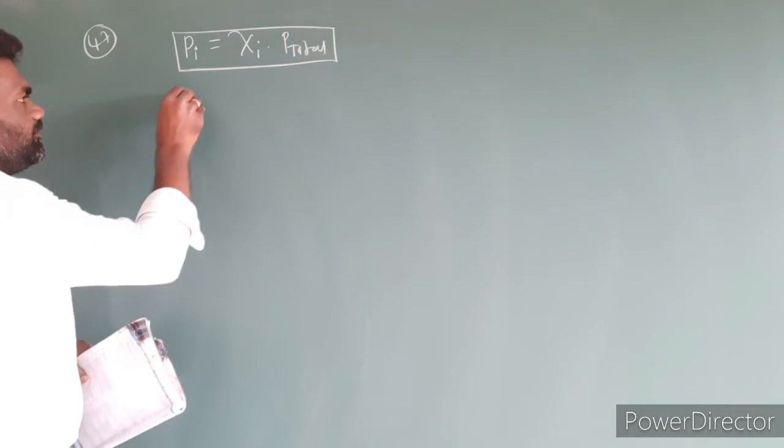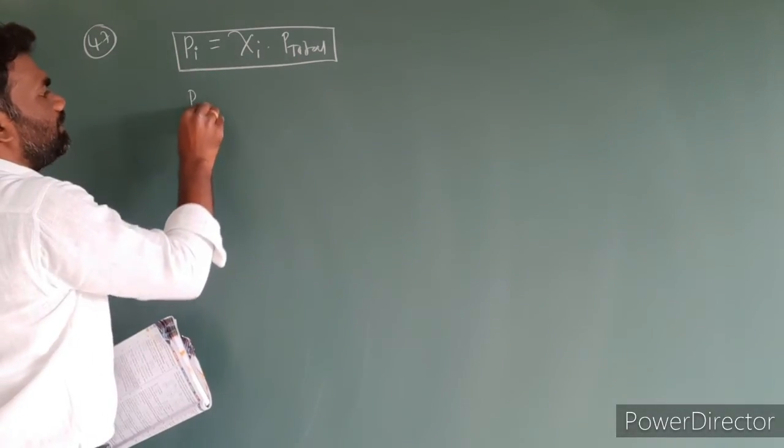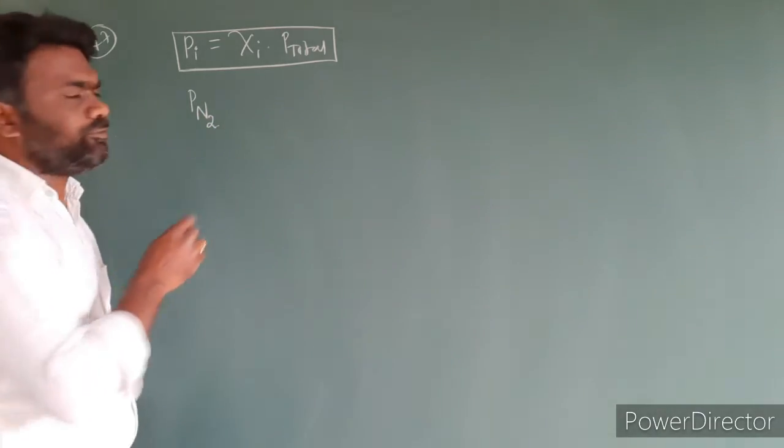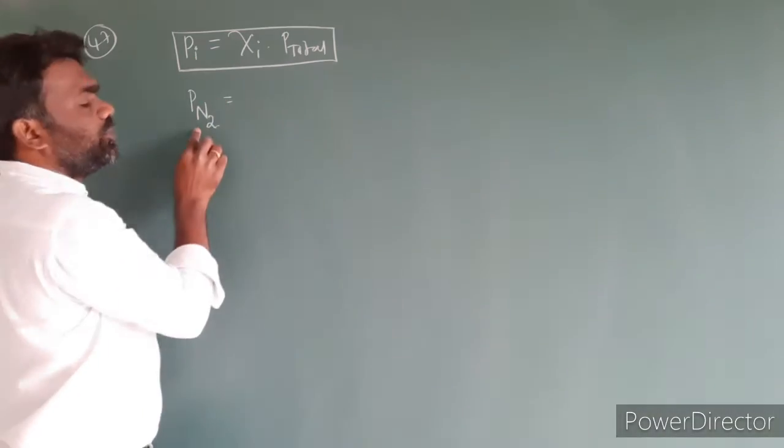Here two gases are given. First I am taking nitrogen. The partial pressure of nitrogen is equal to, in the place of the ith gas I took nitrogen.